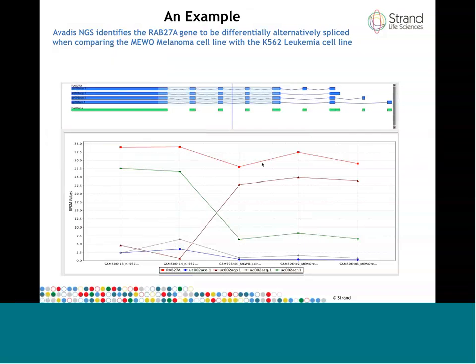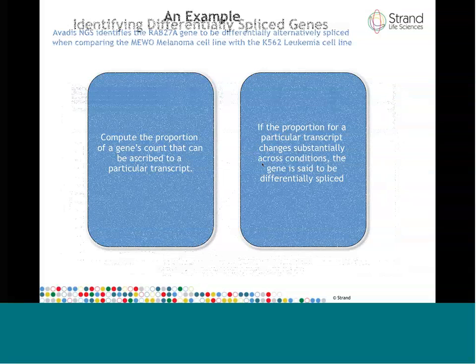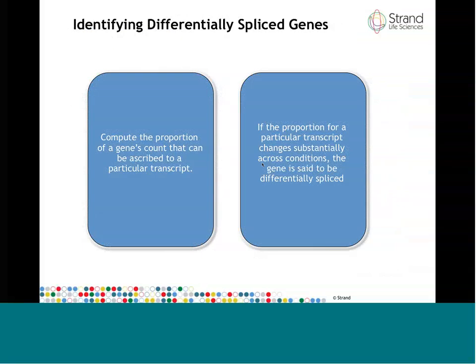And to do alternative splicing analysis, on the next slide, you'll see the conceptual description of the algorithm. You use this deconvolution procedure to compute the proportion of a gene's count that can be ascribed to a particular transcript. So if a gene has total read count 100, what fraction of these reads come from transcript 1, what come from transcript 2? And the way you do this deconvolution is by using the procedure that I conceptually outlined on the previous 2 slides. So once you have proportions for each transcript in each of the samples or conditions, you just need to compare these proportions across conditions.